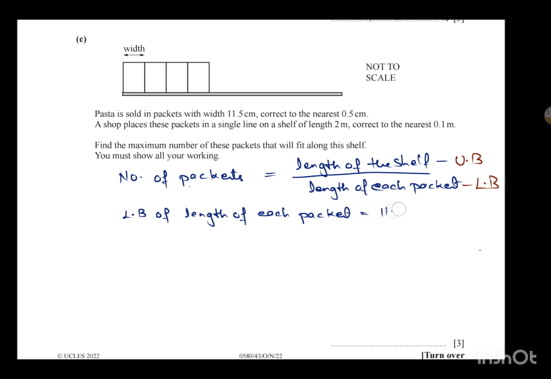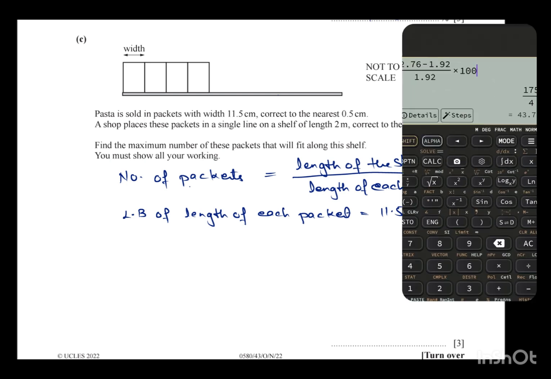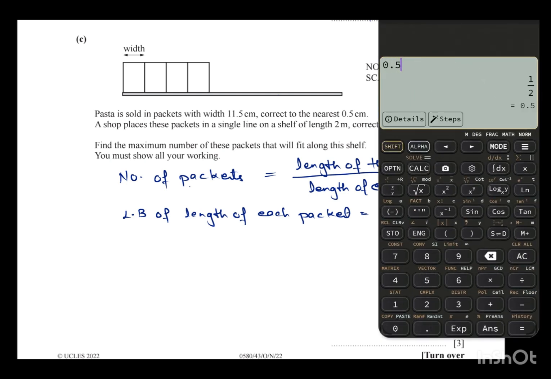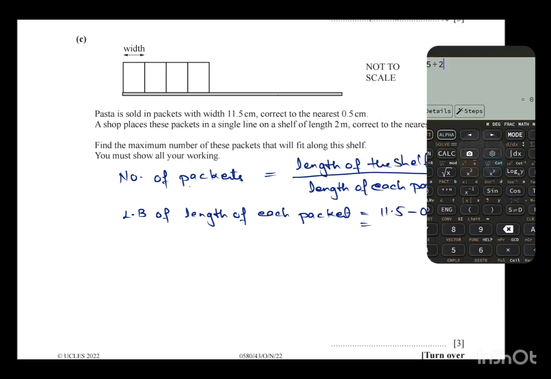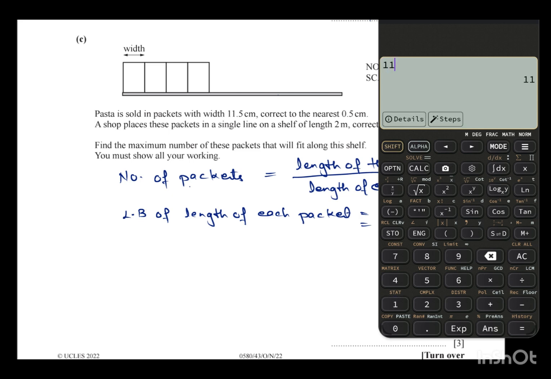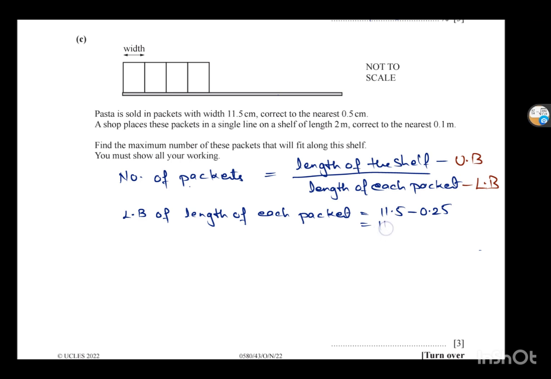It is 11.5 minus half of 0.5. What is half of 0.5? 0.5 divided by 2 is 0.25, minus 0.25. 11.5 minus 0.25 is 11.25. This is the lower bound of the length of each packet. Now the upper bound of length of shelf.